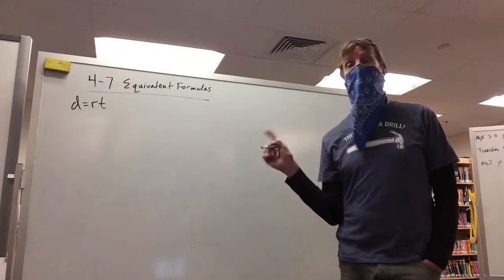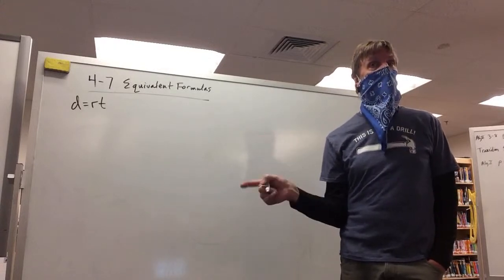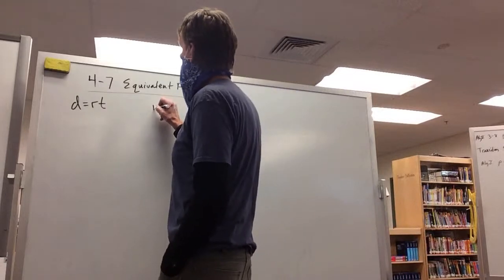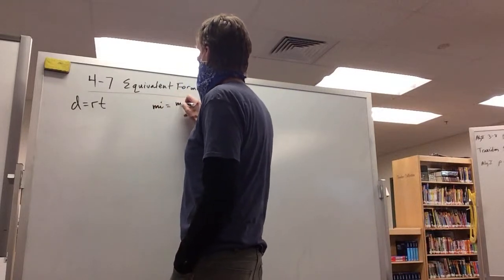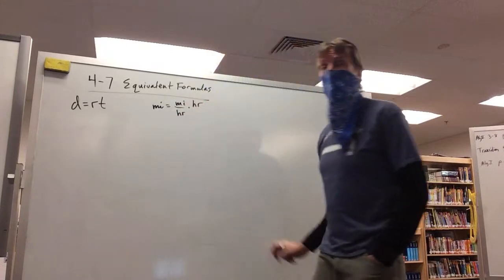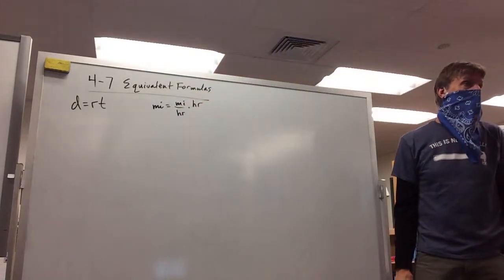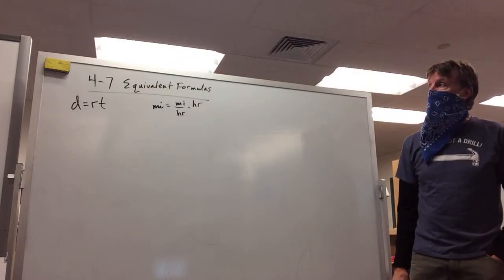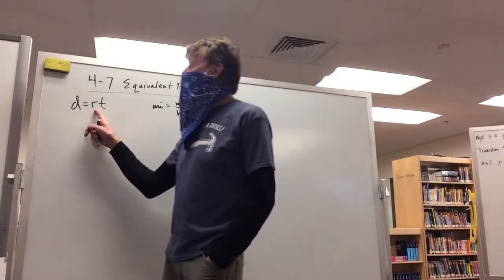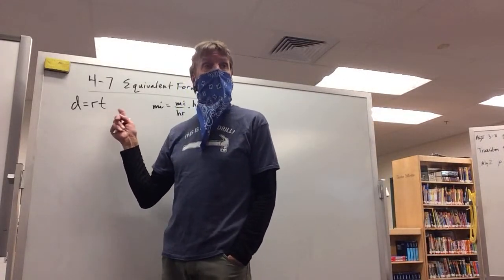Rate and time. Distance equals rate multiplied by time. So the distance that you travel in miles might be your rate in miles per hour multiplied by your number of hours. But this formula might be used if you knew how fast you were going and how long you were traveling that fast.